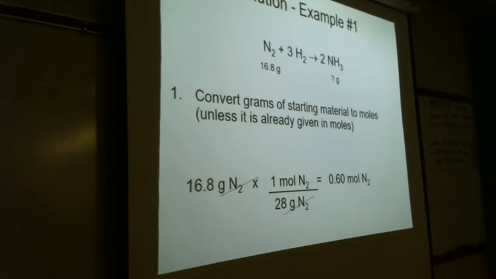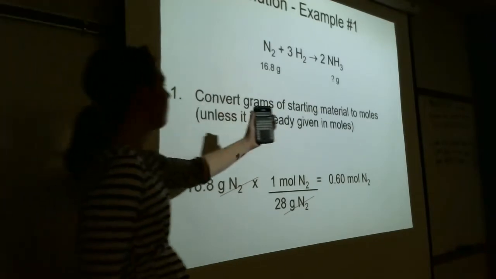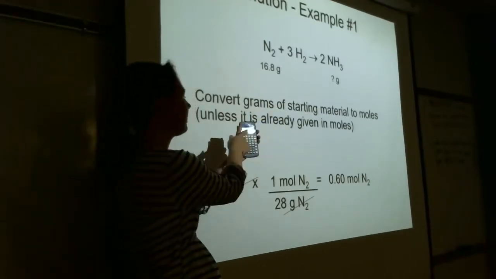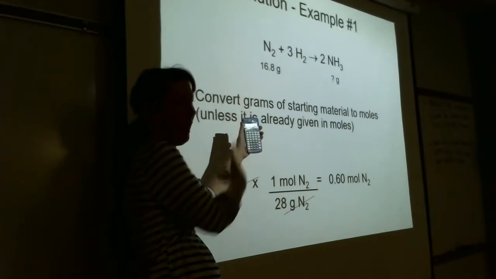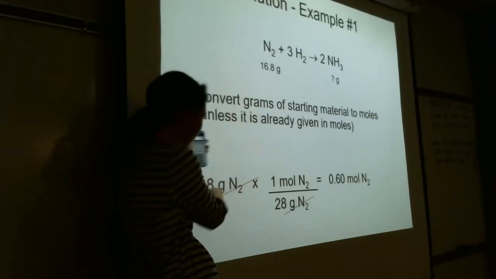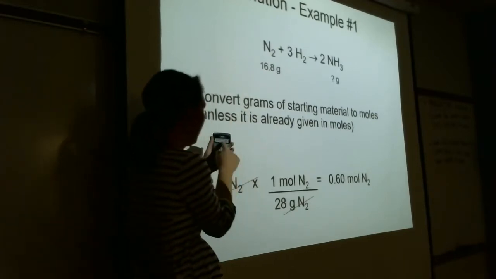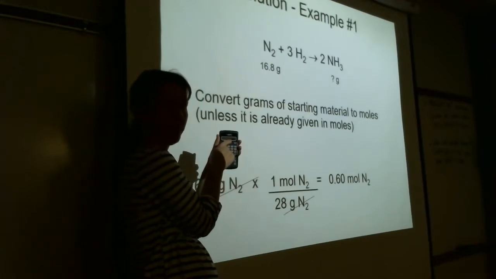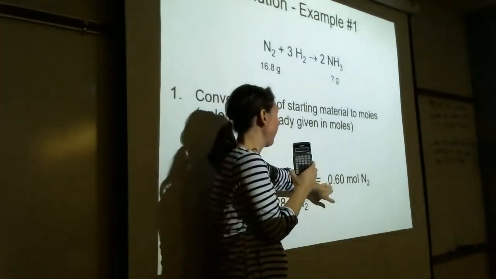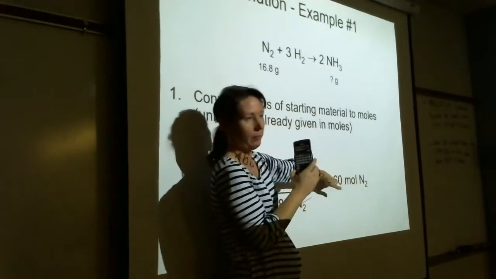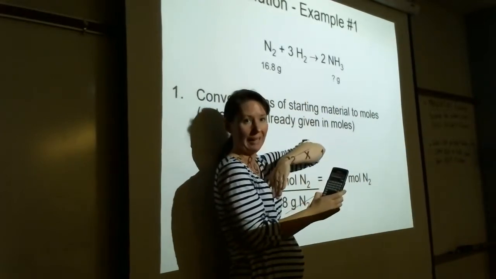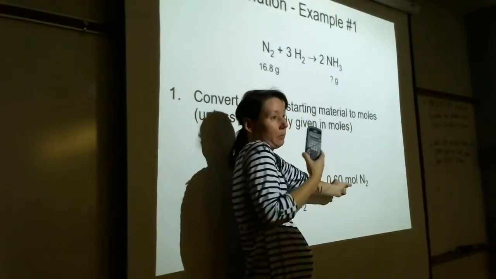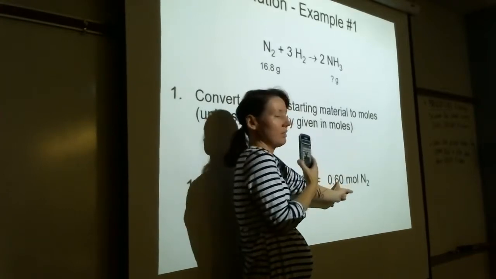16.8 divided by 28. When you punch that into your calculator, you get 0.6. That is not a number that has anything to round. Normally you would carry out extra decimal places here because we're going to round at the very, very end. Unless there's just a number that you can't round, right? 0.6, there's nothing to round.